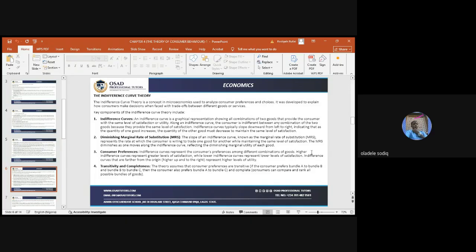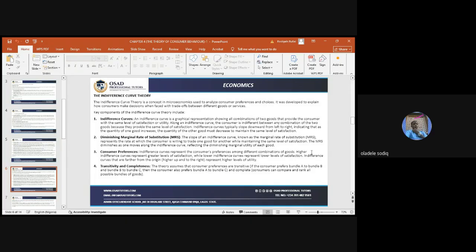Don't forget I mentioned earlier, when we started class, in our chapter 1, that we have branches of economics. We have microeconomics and we also have macroeconomics. So one of the tools that is used to analyze consumer preference and choices is the indifference curve. And this indifference curve was developed to explain how consumers make decisions when they are faced with trade-offs between different goods or services. Trade-off means a decision whereby prices of goods are fluctuating, that is, they are not stable.